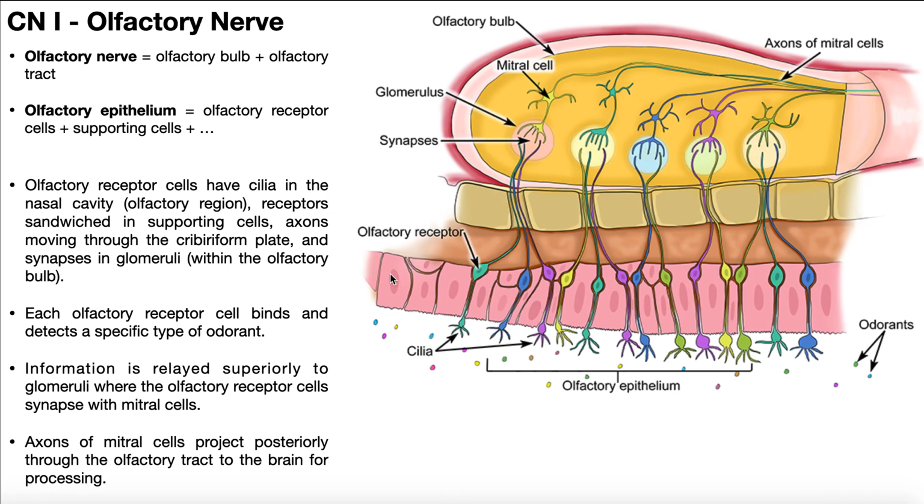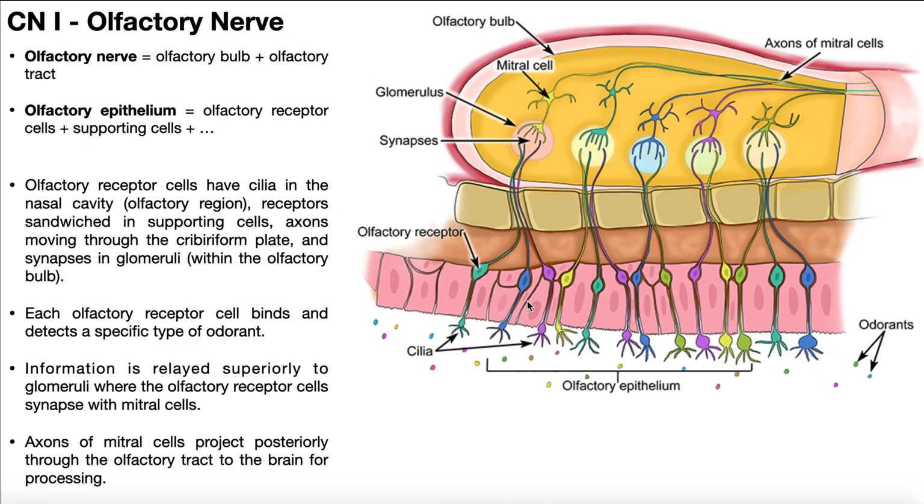Now you see here a bunch of cells. There's different kinds of cells. These colored cells in green, blue, purple, and yellow, these are your olfactory receptor cells. You'll notice that they're sandwiched in between these pink cells, which are called support cells or supporting cells.